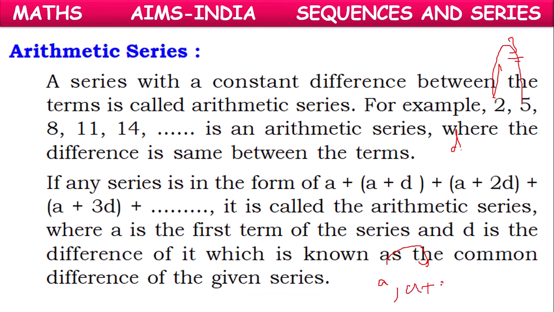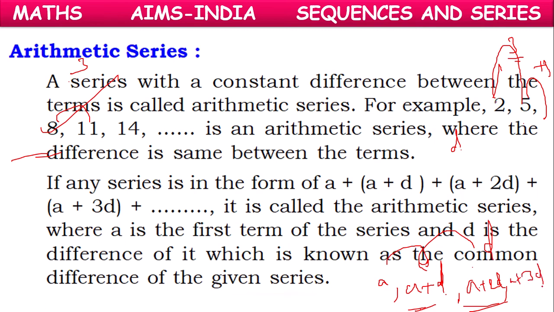So the second term will be A plus D. What about the third term? 5 plus 3 equal to 8. In the second term place, we have A plus D, and for that again D is to be added: A plus D plus D, which is A plus 2D. So in the place of 8, we have A plus 2D. How have we got 11? 8 plus 3, 11. So A plus 2D plus D will become A plus 3D.